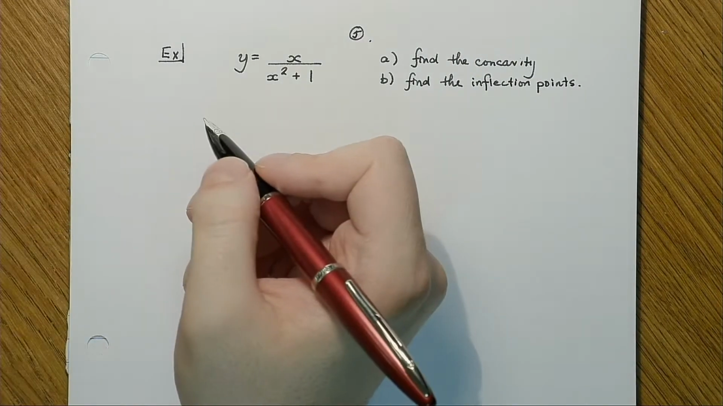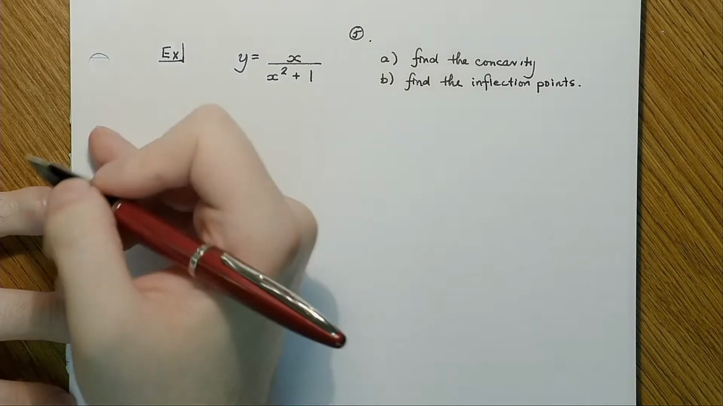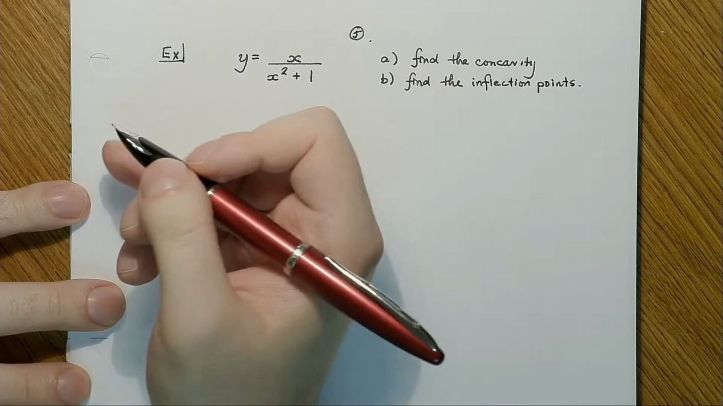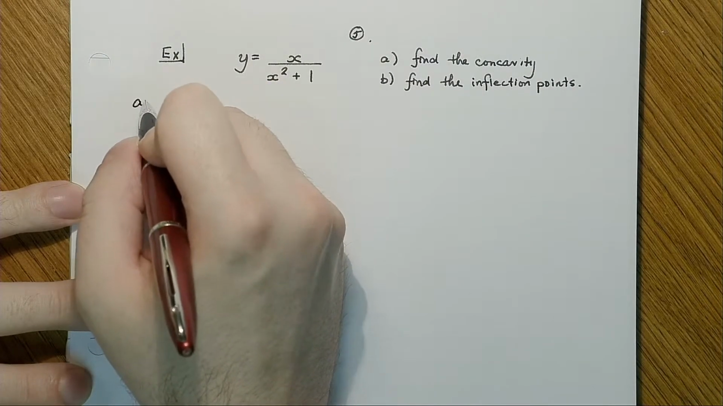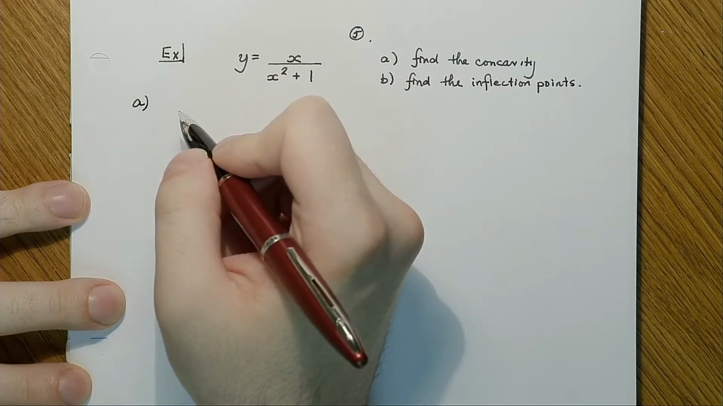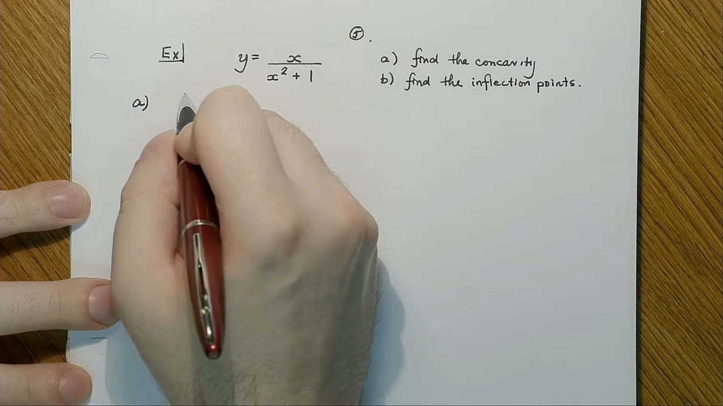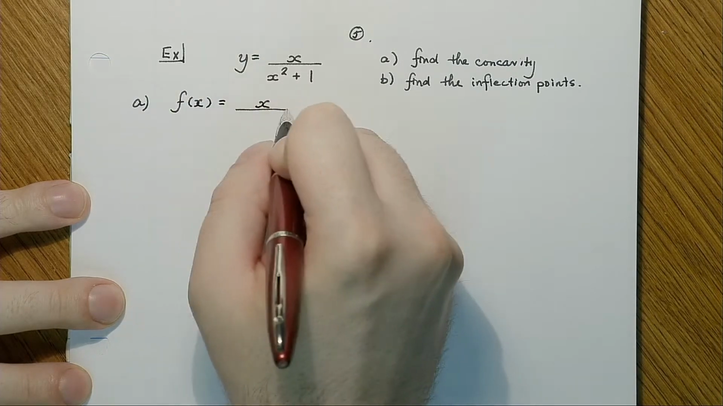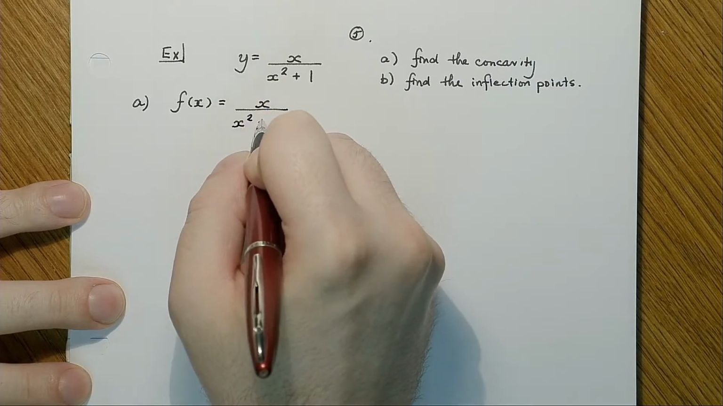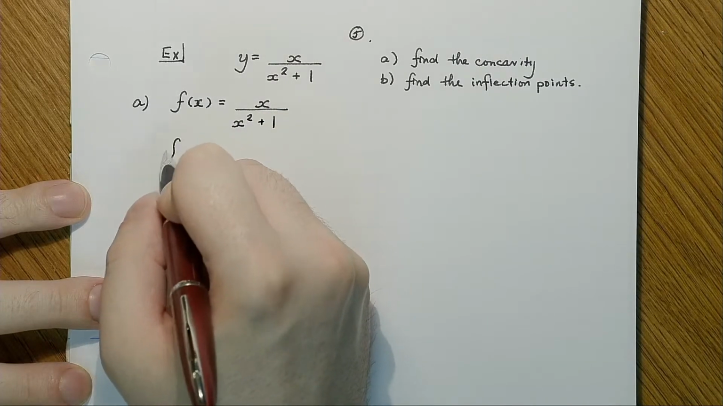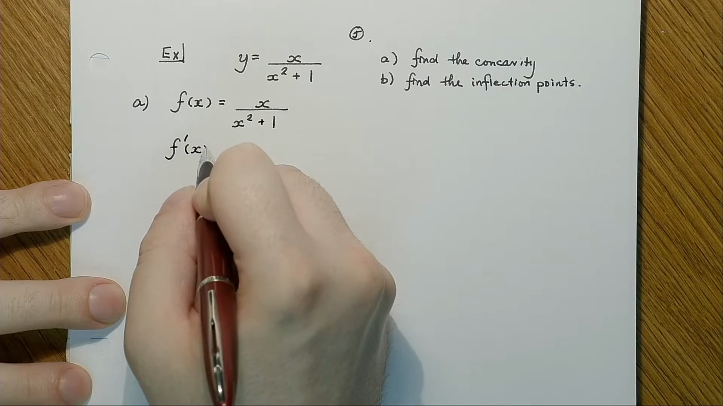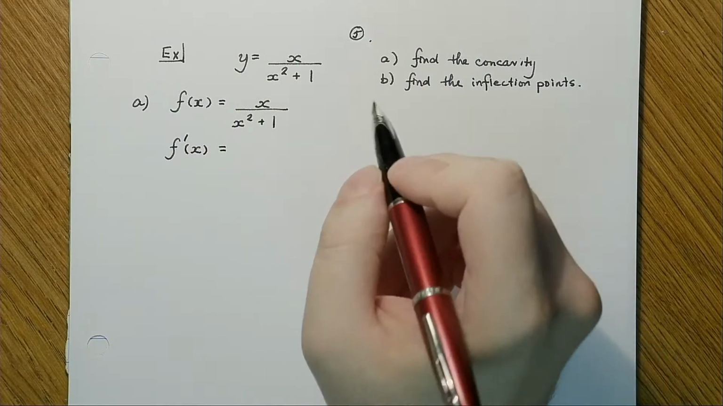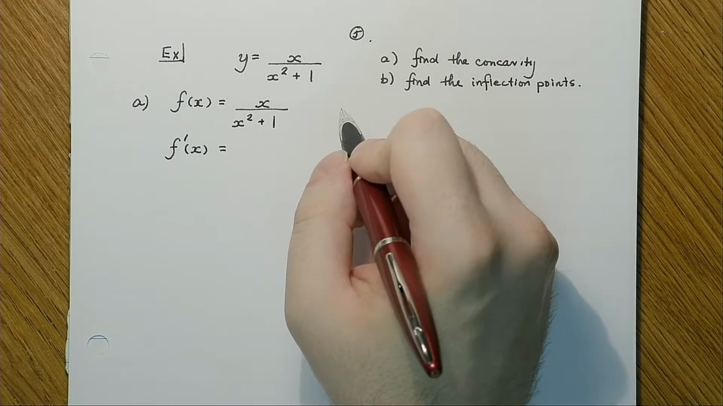So you see, to find the concavity, we're going to have to get the first derivative and then the second derivative. So here's the first derivative. And again, we have to remember our quotient rule.